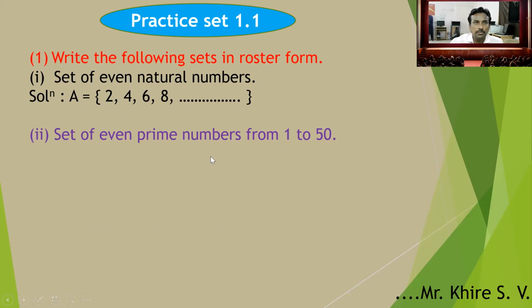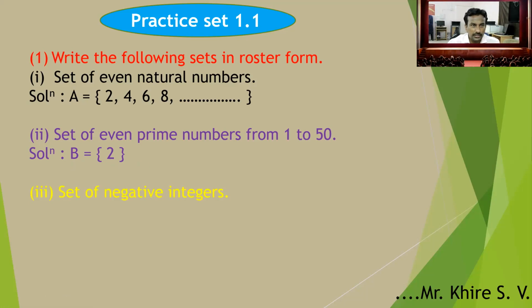Second is the set of even prime numbers from 1 to 50. There is only one even prime number, that is 2. Therefore, suppose set B contains the element 2. 2 is the only even prime number.